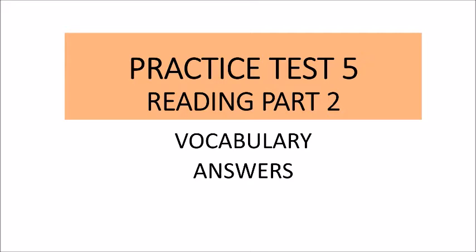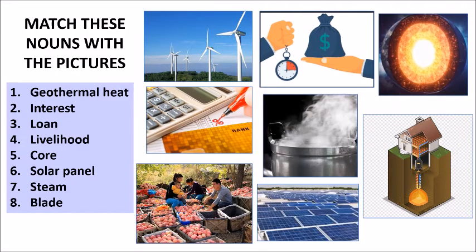Okay guys, now we're going to be working on practice test number 5 reading part 2 on the vocabulary answers. So get ready. Match the nouns with the pictures. We have 8 different nouns and you have all the pictures on the right. So let's be careful with this activity.